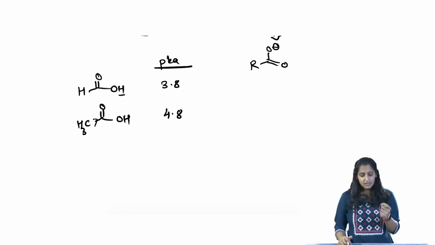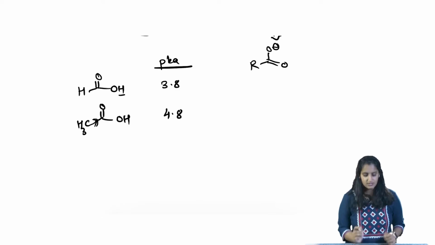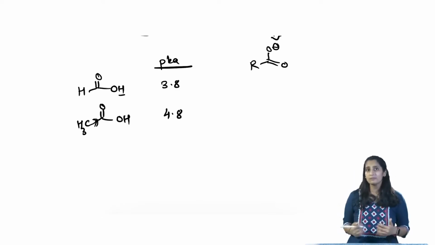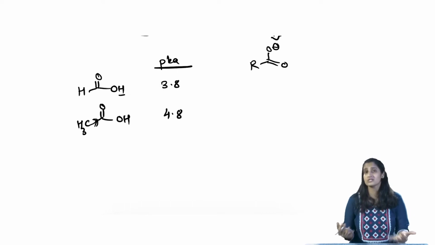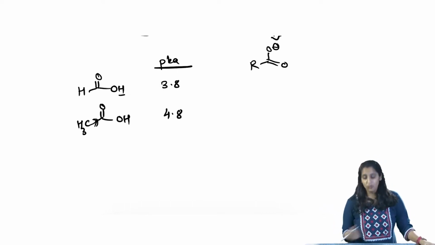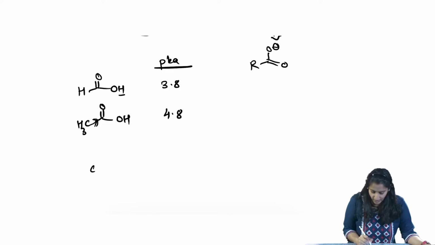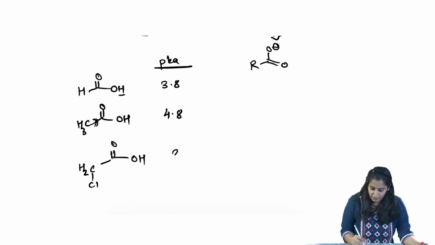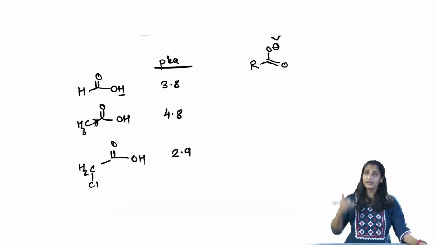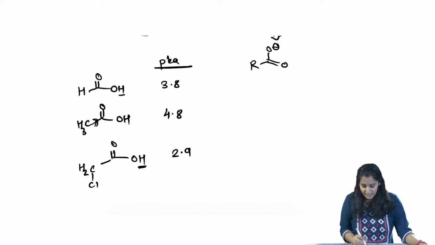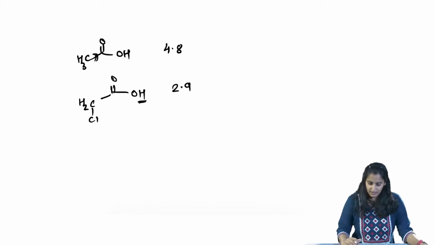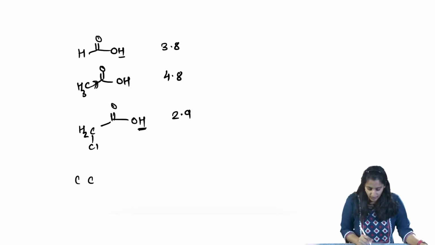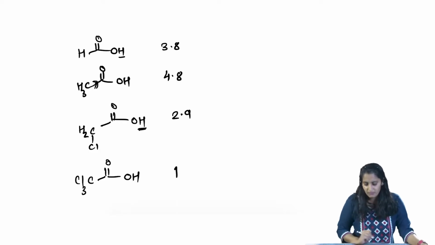Now, if you add something that, instead of donating, will withdraw electrons from that conjugate base and make it more stable, the pKa will be even lower. For example, instead of the 3 hydrogens, if I add 1 chlorine, then this chloroacetic acid will have a pKa close to 2.9. So now we have gone lower in the pKa, making it more acidic. On the other hand, if you add 3 chlorines, trichloroacetic acid has a pKa very close to 1.